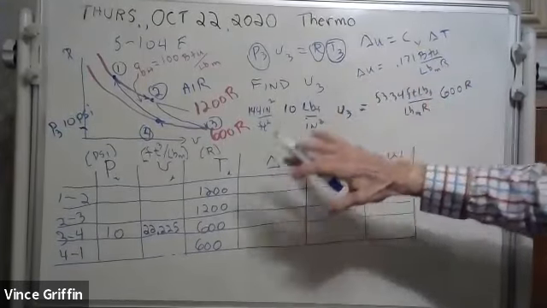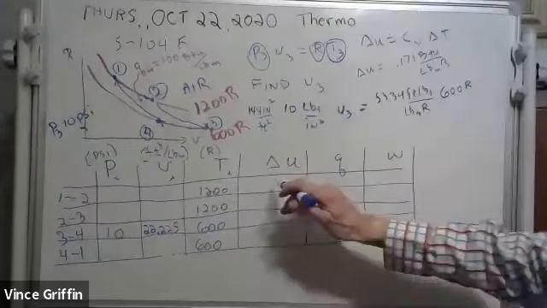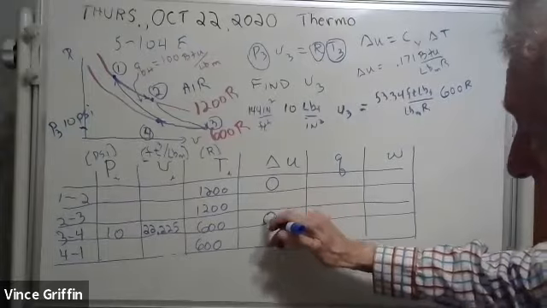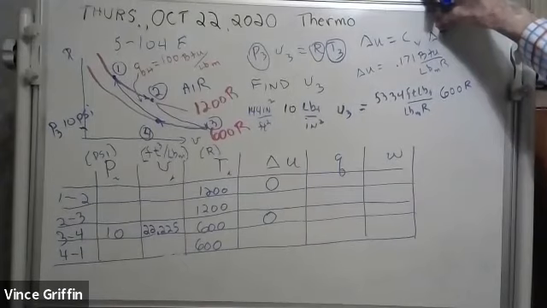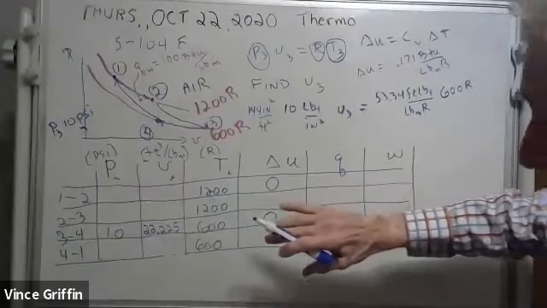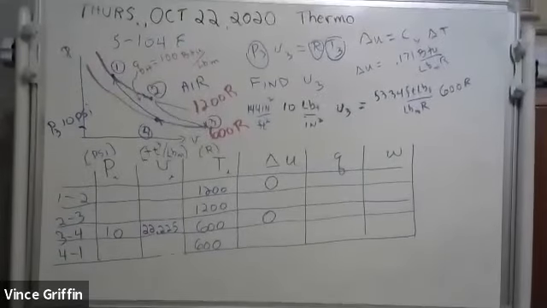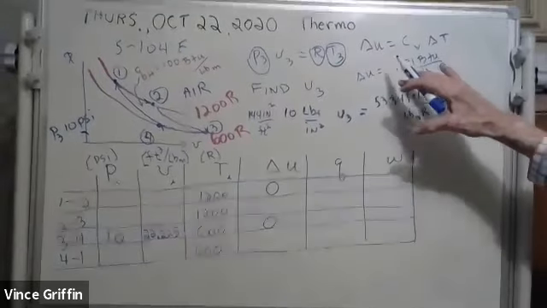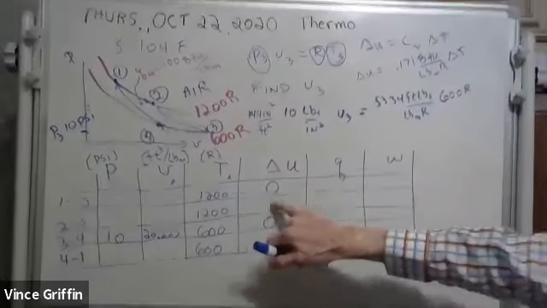Now to go from state 1 to state 2, it's an isotherm. There is no change in temperature. So this one here will be 0, and so will 3 to 4 because it's an isotherm. Delta T is 0 for isotherms. Temperature doesn't change. But now going from 2 to 3, the temperature went down from 1200 to 600. I want you to plug in the delta T here and get me this delta U.